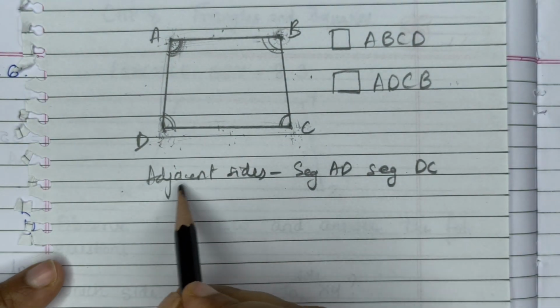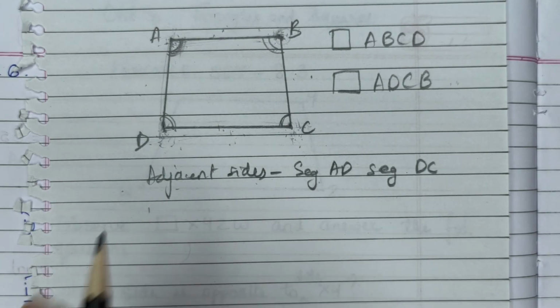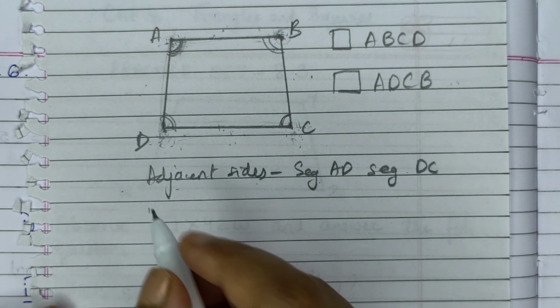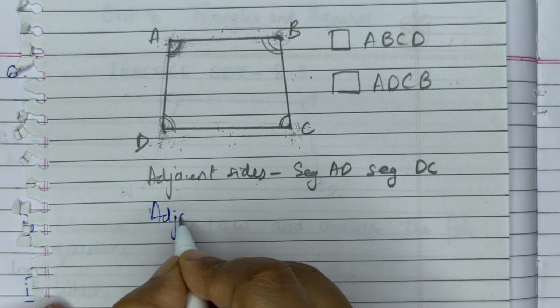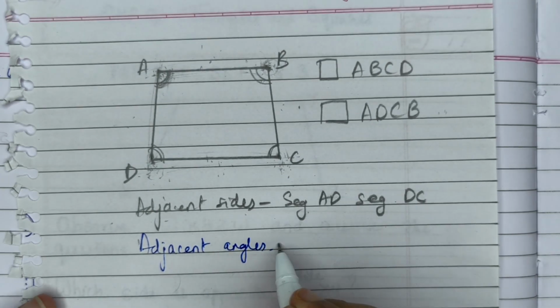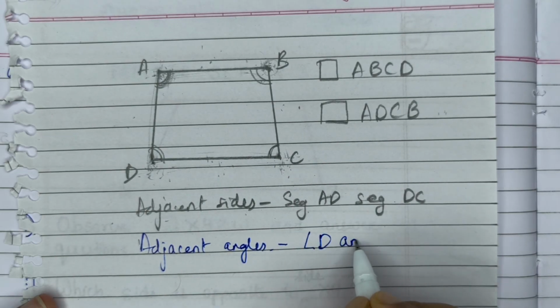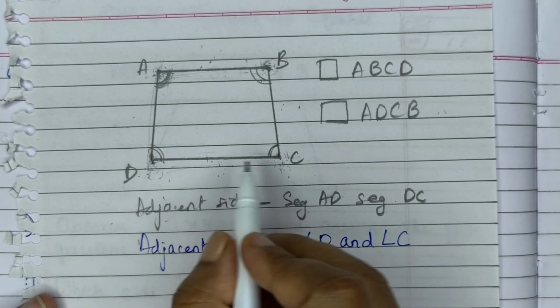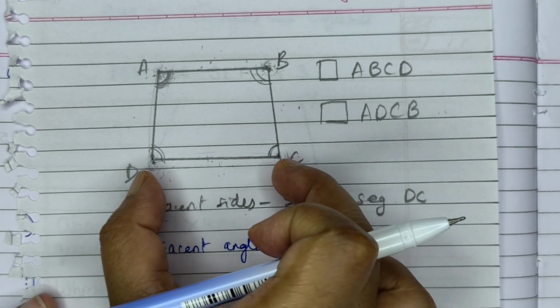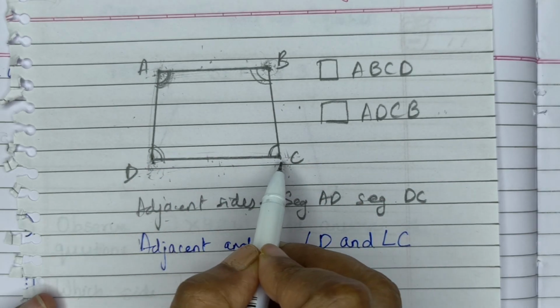So if I tell you, see, adjacent sides, you understood. The vertex is common. Adjacent angles. What are adjacent angles? If they ask you which are the adjacent angles, you can say angle D and angle C. Now why angle D and angle C? Because they have a common side. This side, one side is common for both the angles.